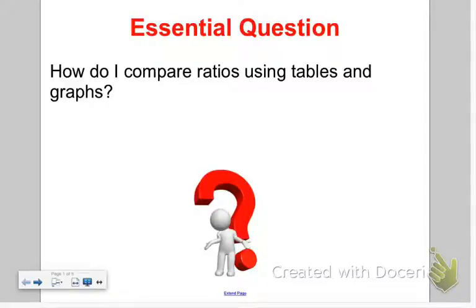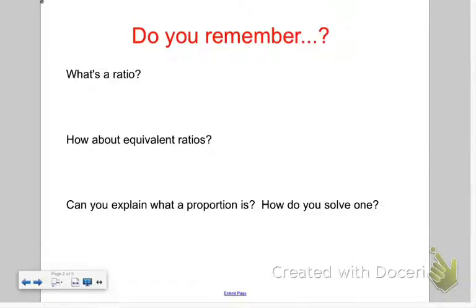In our first lesson, we're going to answer the question, how do I compare ratios using tables and graphs? So before we really get into all of this, do you remember what a ratio is? Hopefully you remember that a ratio is just a comparison of two quantities.